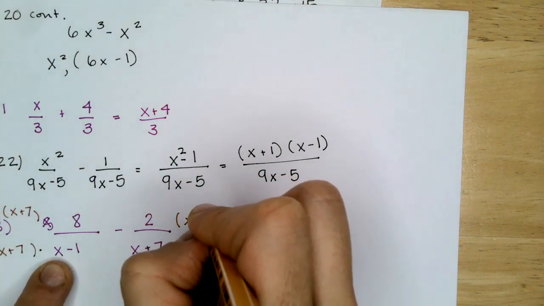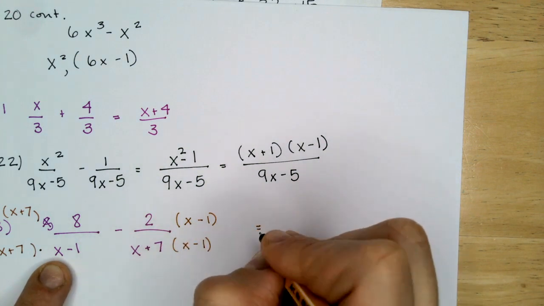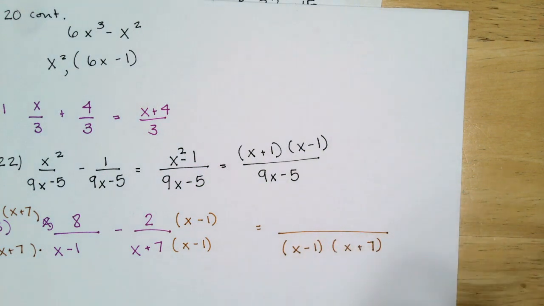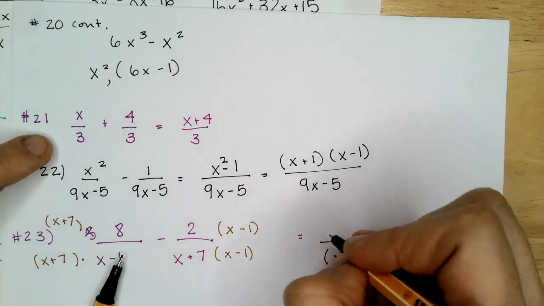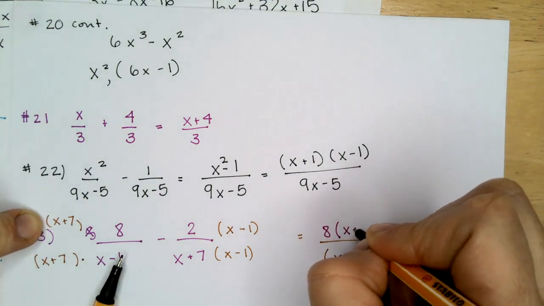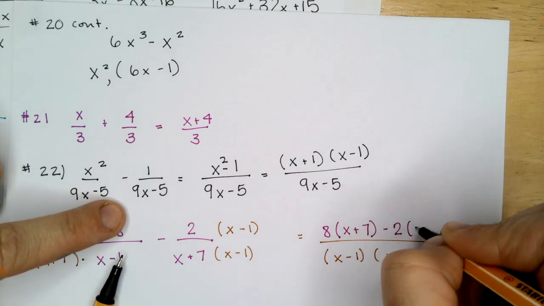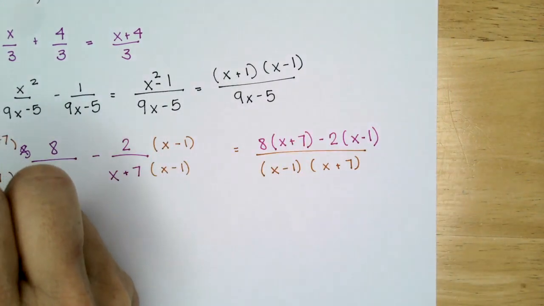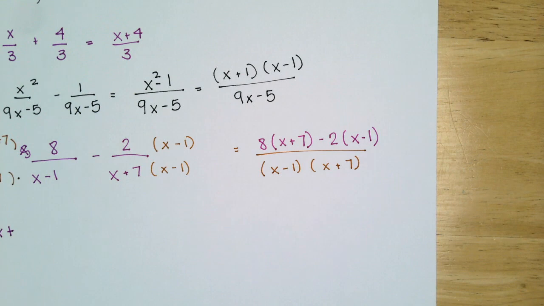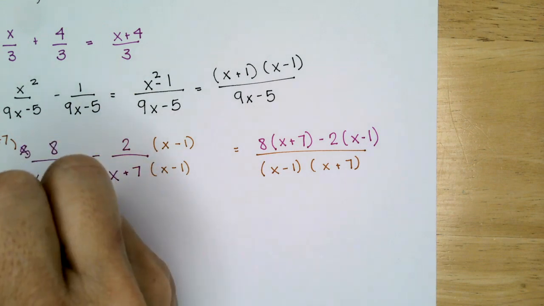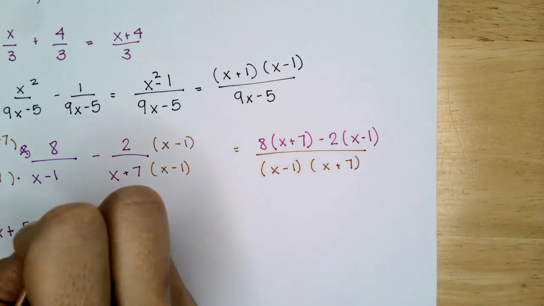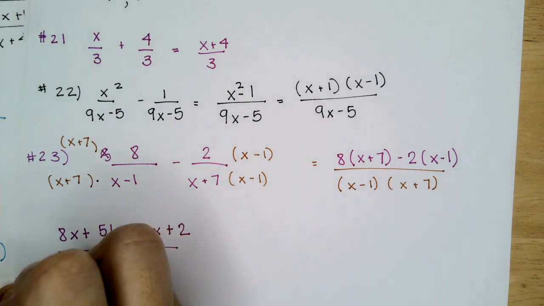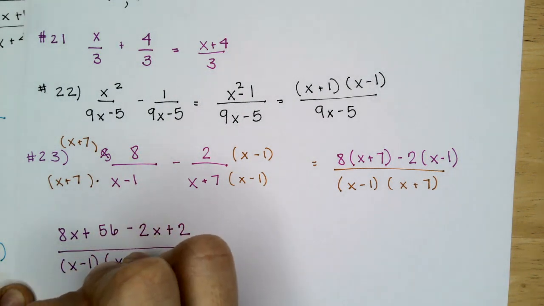Over here, I'm going to multiply it by x minus 1, because you'll see then on the bottom, all we have is (x minus 1)(x plus 7). So the bottom is all set. Now I need to distribute that: 8 times (x plus 7) minus 2 times (x minus 1). 8x plus, what's 8 times 7? I'm very bad at my 8s. 8 times 7 is 56. Minus 2x plus 2 over (x minus 1)(x plus 7).